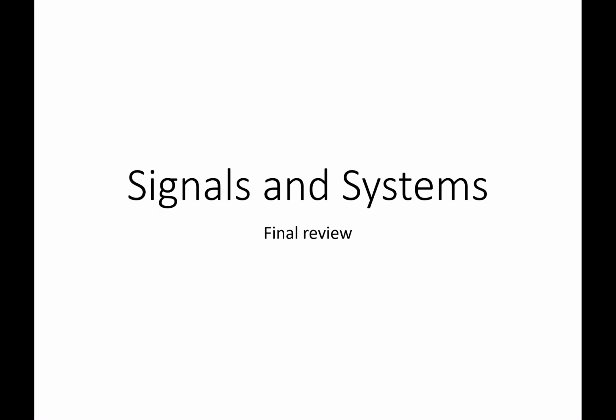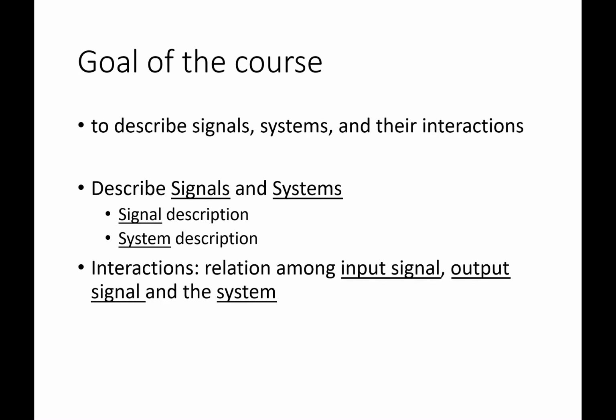Okay, let's start. So the class is called Signal and System. Actually, we are trying to solve these problems in this class: first describe what the signal is and what the system is, and see what the interaction between them is. For signal and system, you have an input signal, a system, and an output signal. We see how they are going to be linked together.